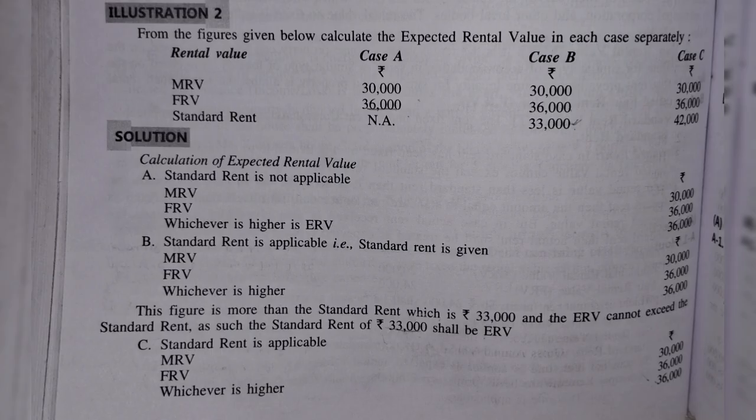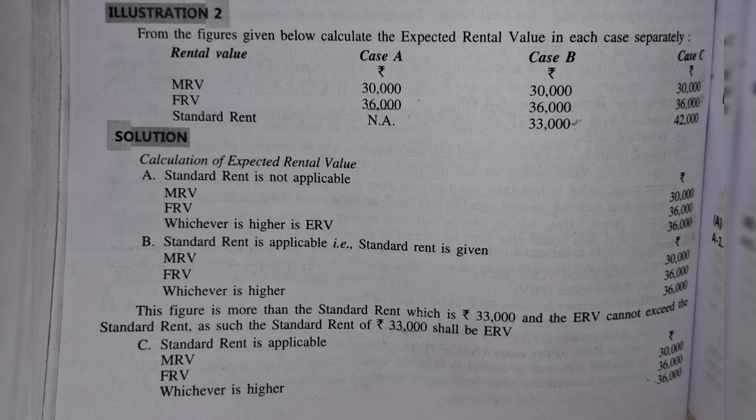So in this case, MRV is 30,000 and FRV is 36,000. So we will select FRV, which is 36,000. So 36,000 is the expected rental value. Then we will have to compare the expected rental value with standard rent. When we look at this question, there is no value given for standard rent. So the final answer will be 36,000 because there is no value for standard rent that we can compare the expected rental value to.